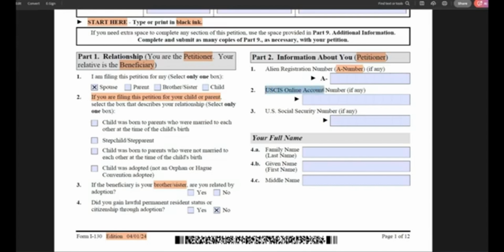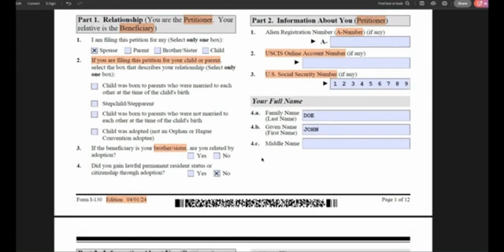Next, provide the USCIS account number if you have one. You only get a USCIS online account number if you, as the petitioner, have ever filed any applications online. But also in that case, you probably should just fill out this entire petition from your USCIS account. And provide your US Social Security number. Next, provide your full name. Moving on to the next page.